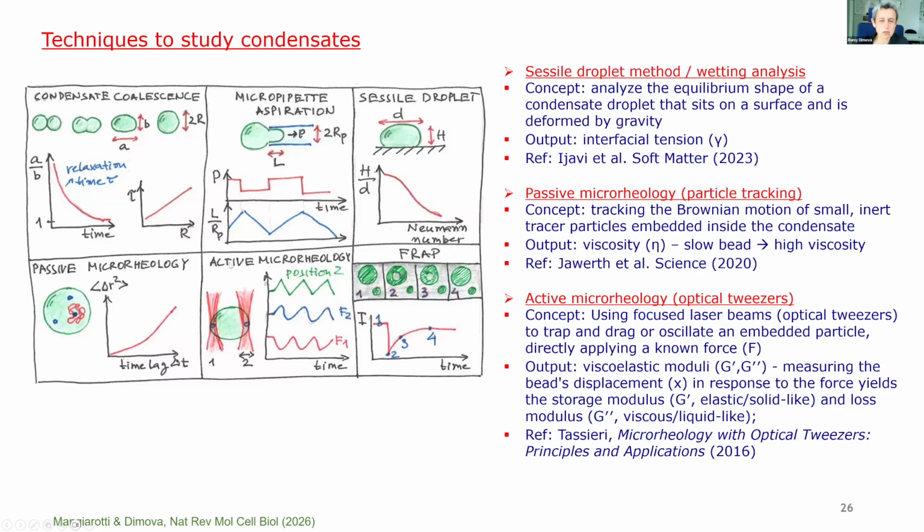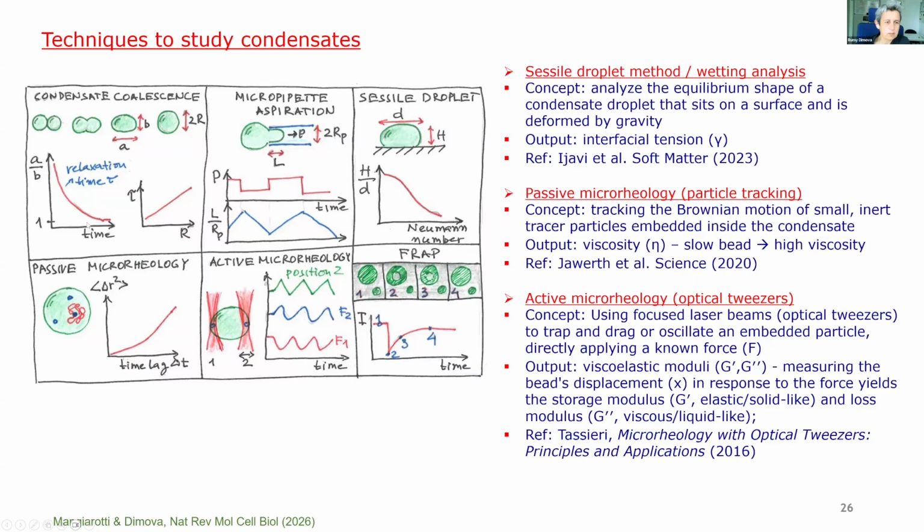And then you can do also active microrheology, where you have beads incorporated into your condensate. They are manipulated with optical tweezers. And then when you move the position of one of the beads, you oscillate it and see how the force exerted on the first bead changes. You can practically measure the viscoelastic moduli G prime and G double prime, which are the storage modulus and the loss modulus. Each of them gives you information about the elastic or solid-like properties and the viscosity of these condensates.